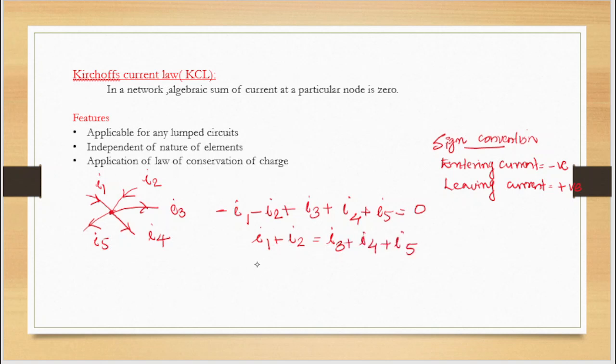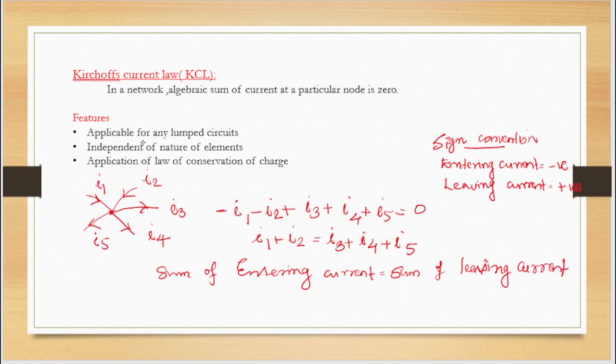That is, the sum of the entering currents will be equal to the sum of the leaving currents. This is another definition for KCL. There are some features of KCL. It is applicable only for a lumped network.